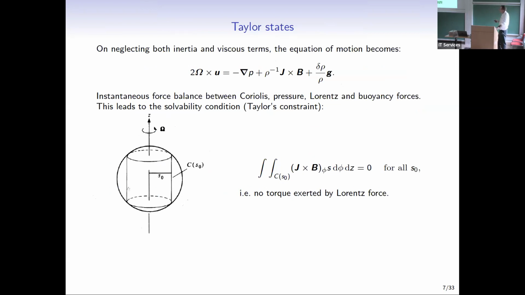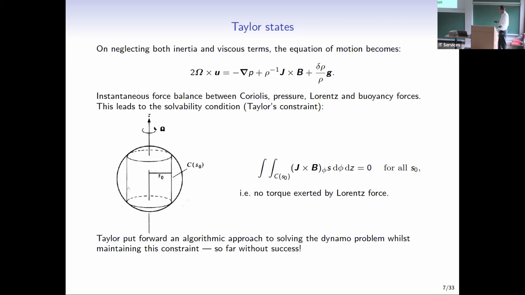If you do that, of course, this is the equation you get from the, well, you can call it the momentum equation. There is no momentum in it anymore. It's just an instantaneous force balance. Okay, there's no inertia, there's no viscosity. With that equation, you have to have this constraint, so-called Taylor constraint.